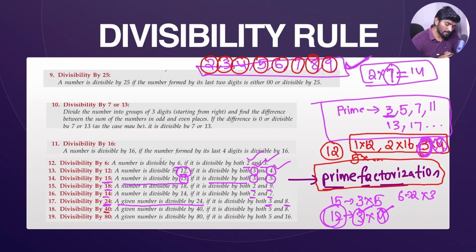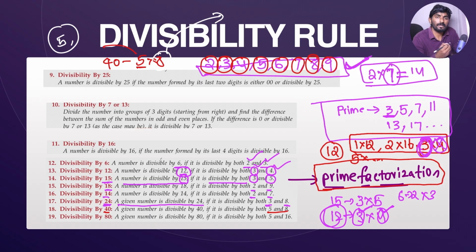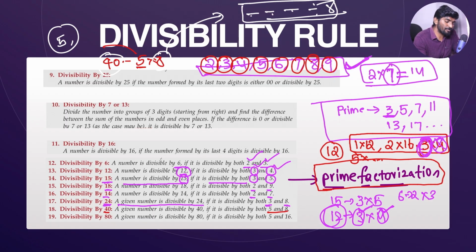And if it is 40, very easy. You can write 40 as 5 into 8. You know 5. What is the divisibility rule of 5? Last digit should be 5. And you know about 8. What is it about 8? Last 3 digits should be divisible by 8. That's it. If you want to know about 40, you just want to know the last 3 digits. These 3 digits you can use for 8 and this last digit you can use for 5. Then you can clearly say that the number is divisible by 40 or not.